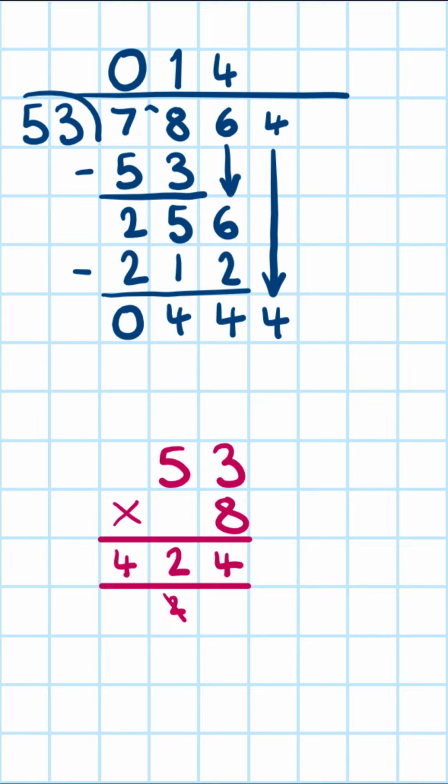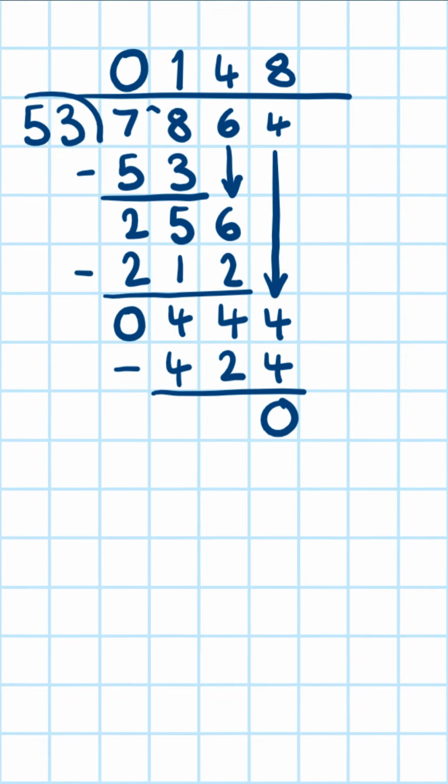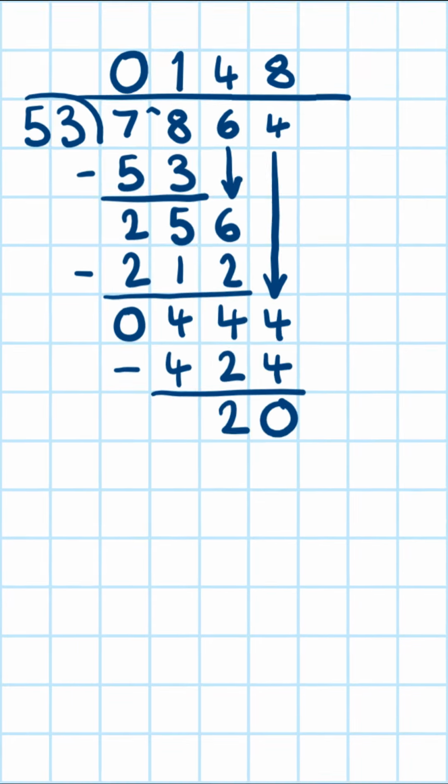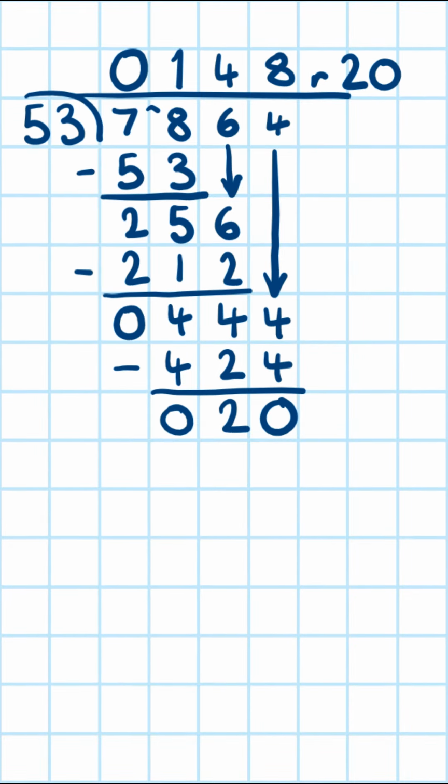So we now have 424, which we're going to take away from 444. So we put the 8 at the top, and we do that. We now have 4 minus 4, which is 0, 4 minus 2, which is 2, and 4 minus 4, which is 0, which leaves us with 148, remainder 20, as our final answer.